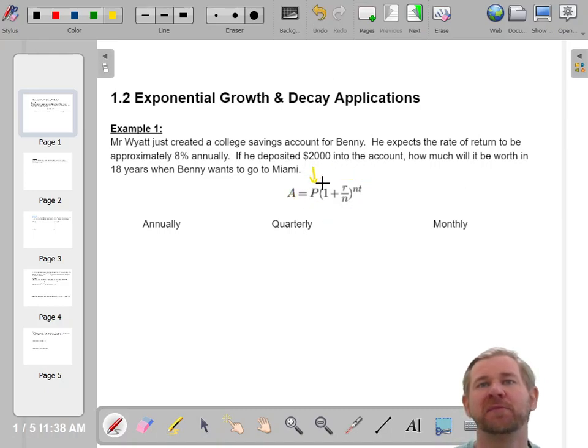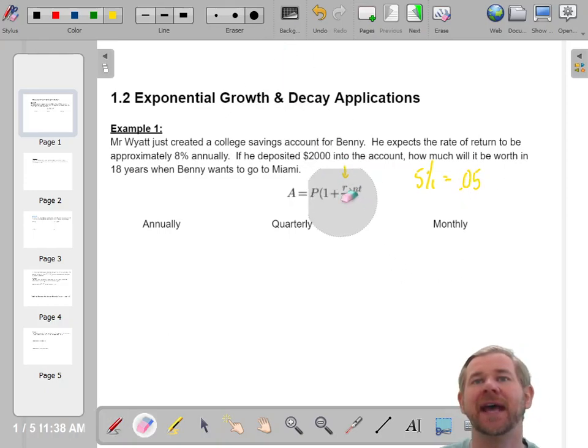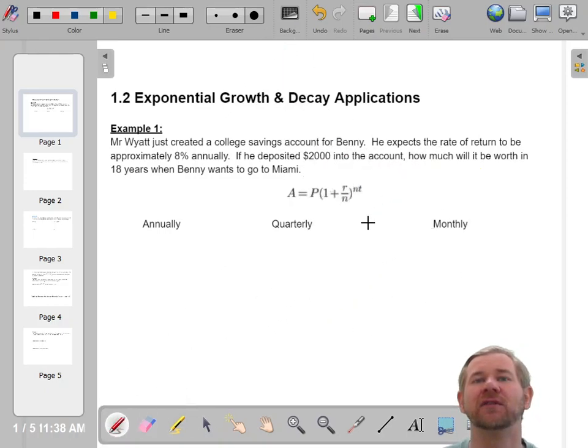this formula. P is the principal, that's how much money you're starting with. It can be a loan or it can be an investment, but that's how much money you're starting with. R is the interest rate. Now that needs to be expressed as a decimal. So remember, 5% is 0.05. It's 5 out of 100. 5/100ths is 0.05. N is the number of intervals in a year that you will compound the interest.